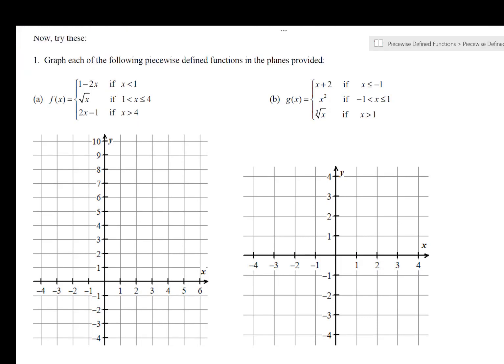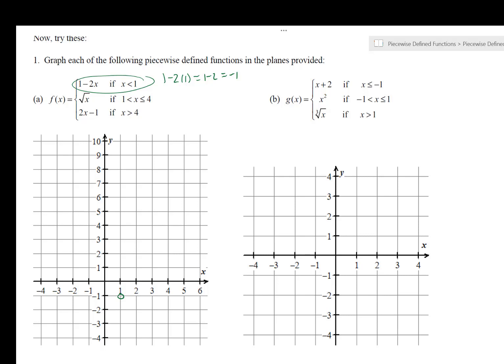Let's use green. For values of x less than 1, this function is defined to be 1 minus 2x. The line with slope -2 and y-intercept (0, 1). So that's strictly less than 1. It doesn't happen when x equals 1. So I go to 1. If I were to evaluate that at 1, notice that 1 minus 2 times 1 is 1 minus 2, which is -1. And so I'm going to draw a hole, a little circle at (1, -1), because I know it only behaves like this to the left of 1.